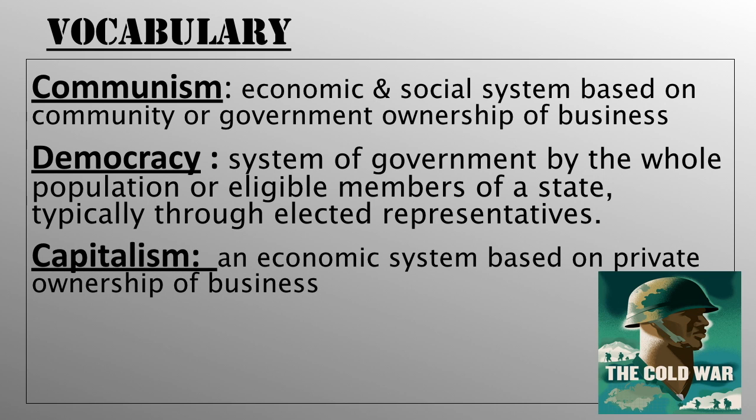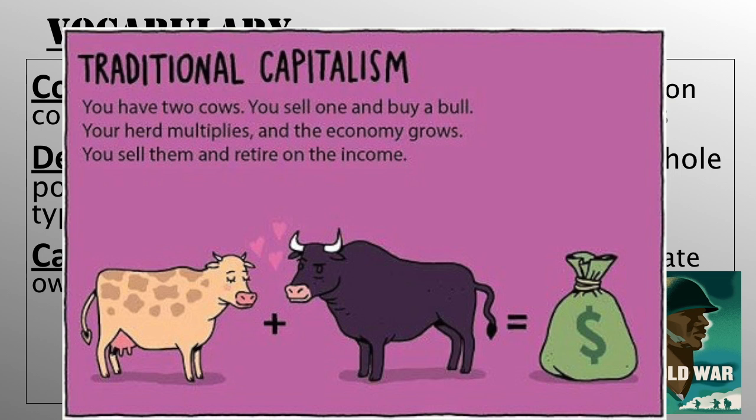Capitalism. Capitalism is an economic system that's based on the private ownership of business. Let's go back to the cows. Now, the capitalist is driven by economic gain. Here, he would buy a bull, mate with the cows, and produce more milk.